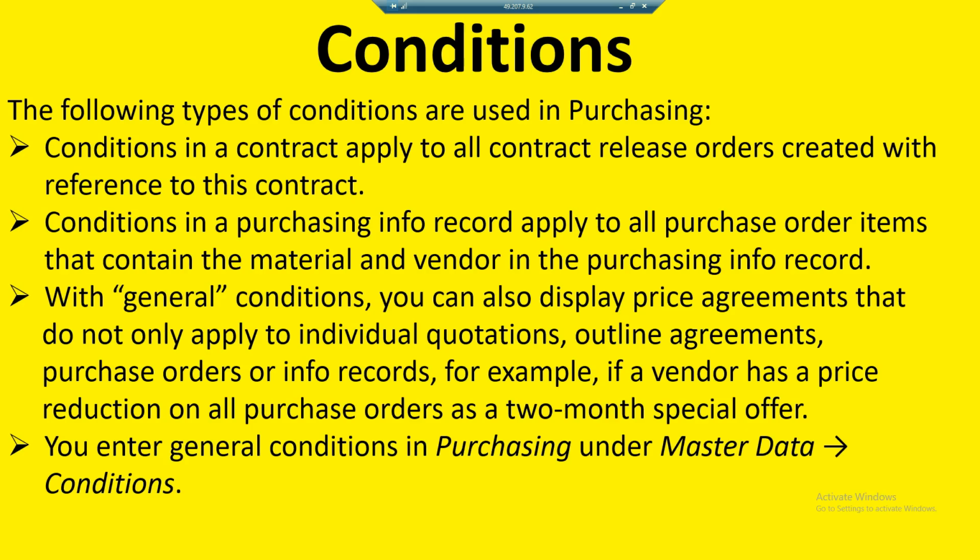Conditions in a purchasing info record apply to all purchase order items that contain the material and vendor in the purchasing info record. General conditions we can also maintain irrespective of any document. It's not referring to a purchase order, info record, contract, quotation, or scheduling agreement. So a special offer we can maintain as a general condition.